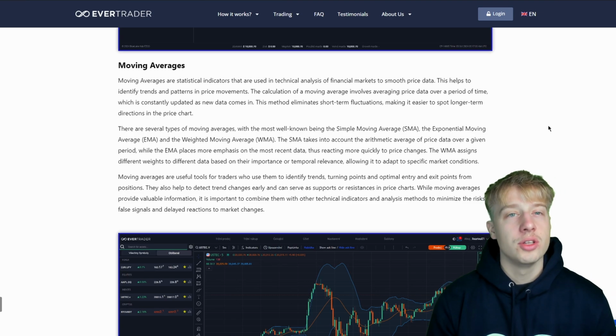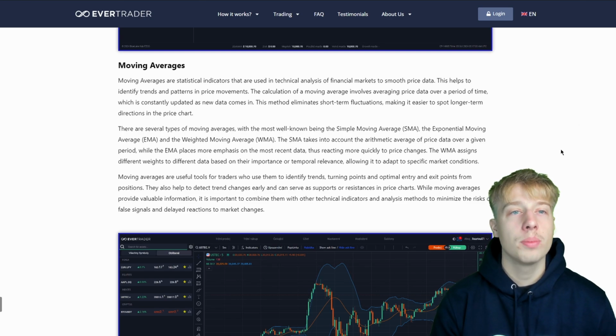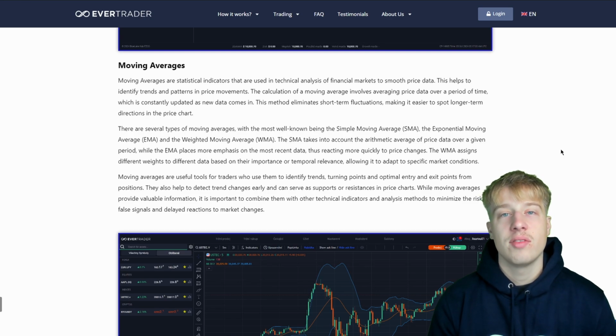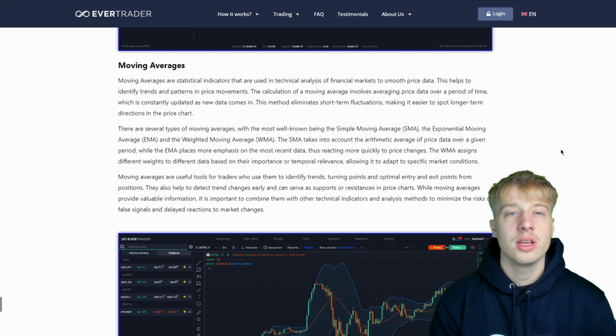Moving averages are useful tools for traders who use them to identify trends, turning points, and optimal entry and exit points from positions. They also help to detect trend changes early and can serve as support or resistance in price charts. While moving averages provide valuable information, it is important to combine them with other technical indicators and analysis methods to minimize the risks of false signals and delayed reactions to market changes.